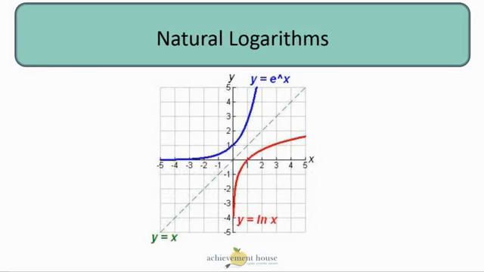Here's a graph of the natural log and its inverse, which is e to the x. So in red, you see y equals ln of x. In blue, you see y equals e to the x. And in green, you see y equals x, which is the axis of reflection.